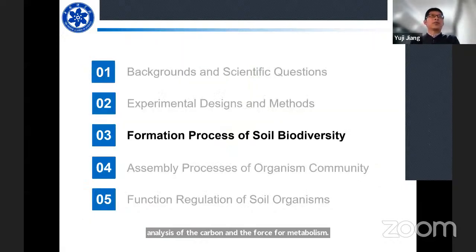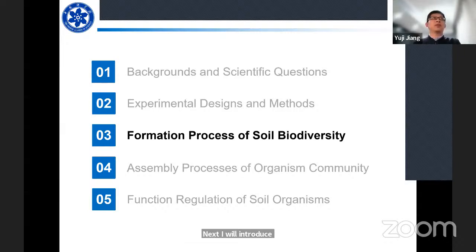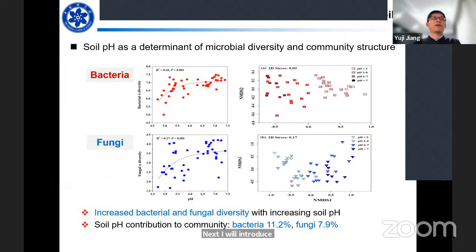Next, I will introduce the results of our study, starting with the formation of the soil biodiversity. The soil pH is a main driver of the microbial diversity in the rice ecosystem. Bacteria and fungi diversity increased with the increasing soil pH. And the soil pH largely affects the bacteria and the fungi community structure, with a strong control on the bacterial community.